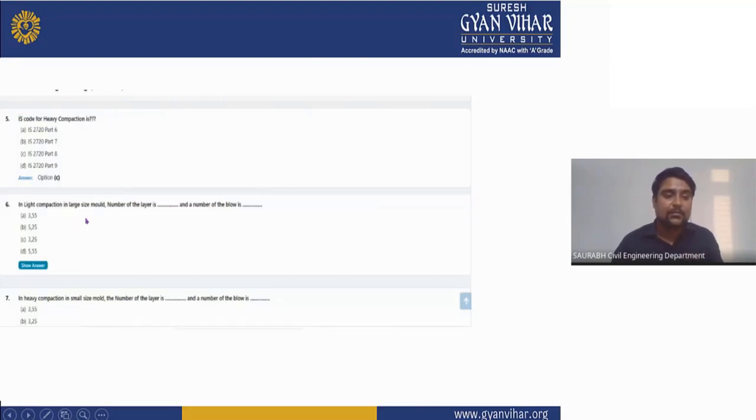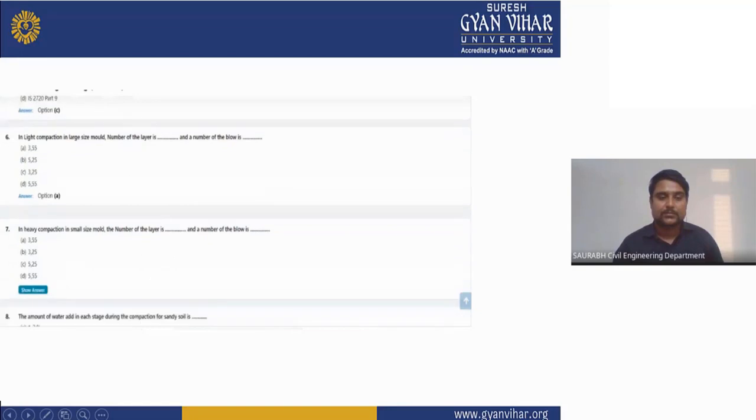Okay. Now we will see the next question. In light compaction, in a large size mold, the number of layers is and the number of blows is. It is asking in light compaction what will be the size of the mold, the number of layers, and the number of blows. This is a very important question and you need to know it. Here the right answer will be 3 layers, and the number of blows will be 55. A will be your right answer here.